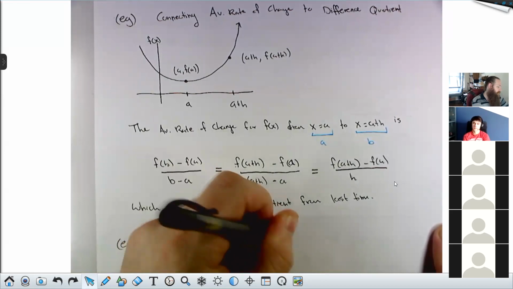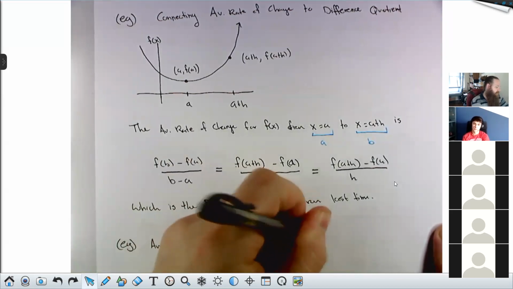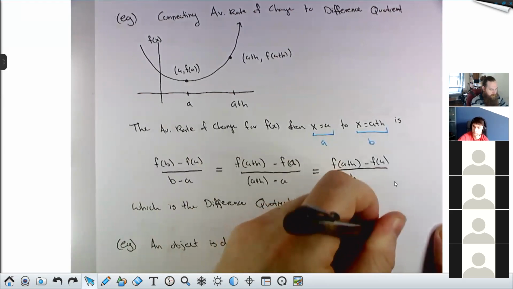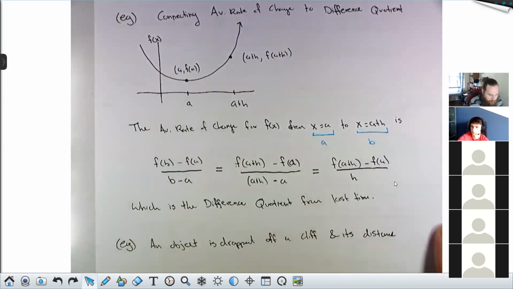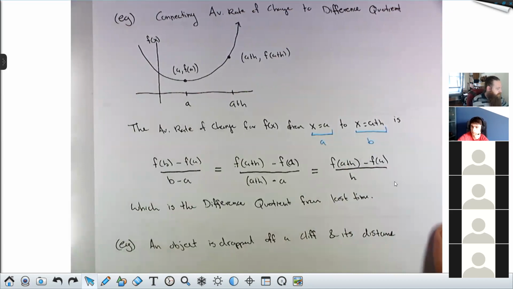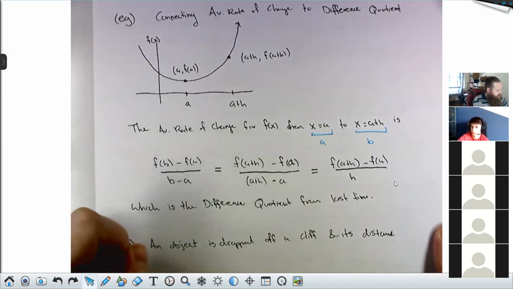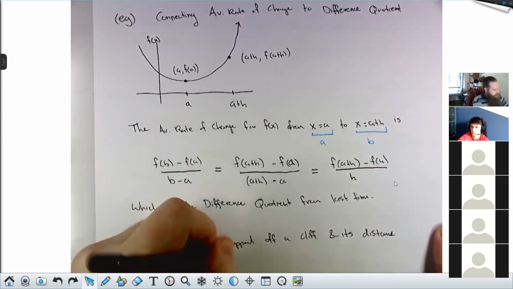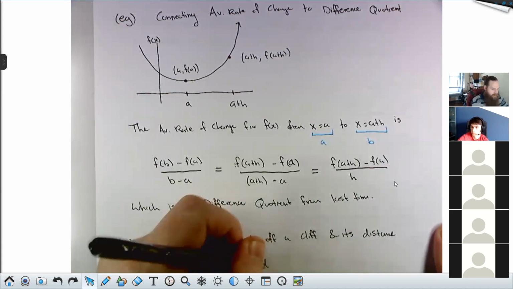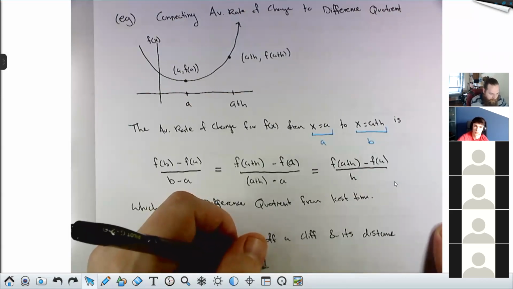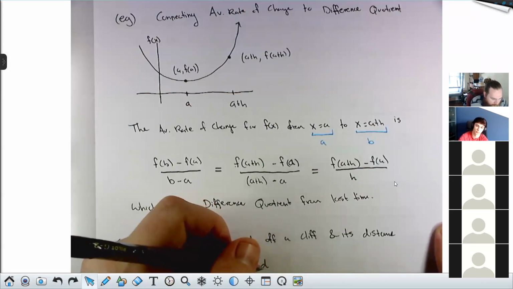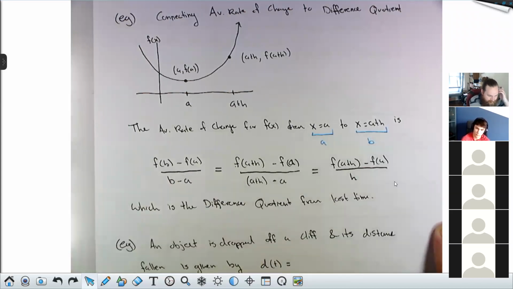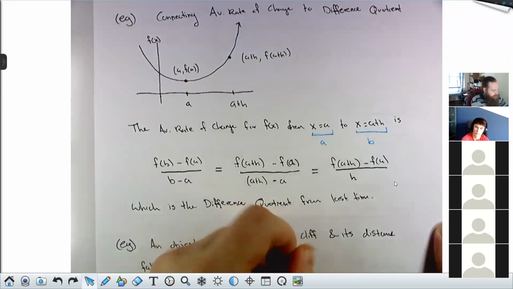An object is dropped off a cliff, and the distance that it's fallen is given by, we'll call the function d, d of t. There it is. d of t equals 16t squared.